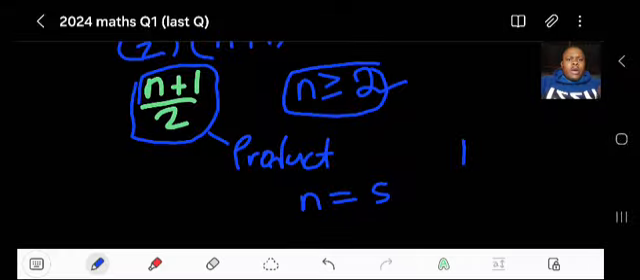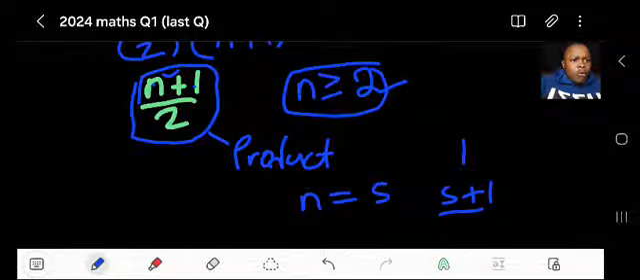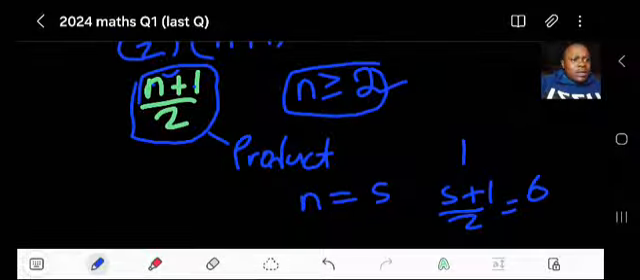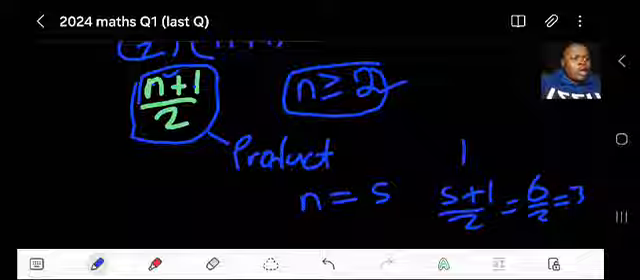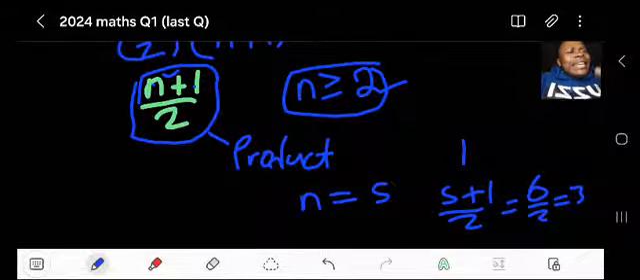But we know we have n plus 1 over 2. I'll replace that n with 5, so 5 plus 1 over 2. This will be 6 over 2, which is equal to 3. And 3 is an integer.